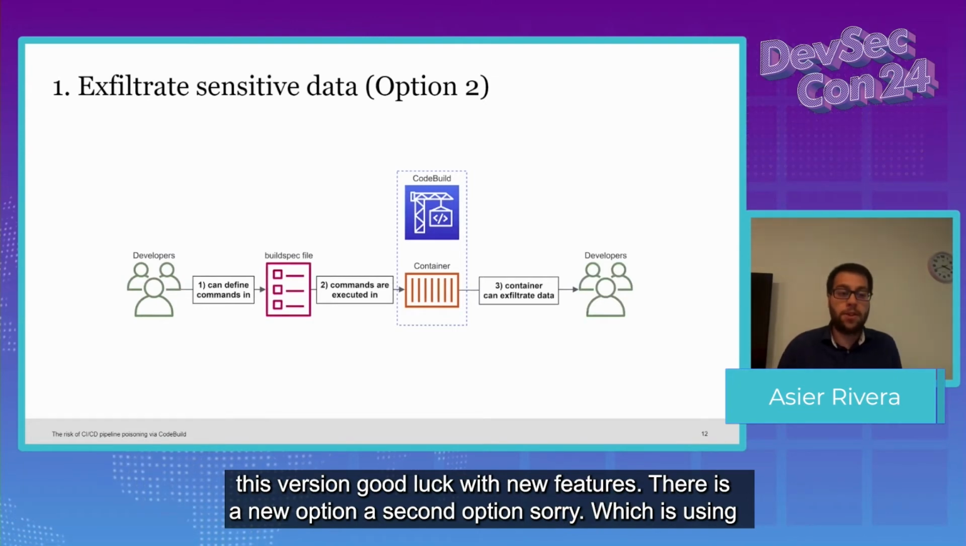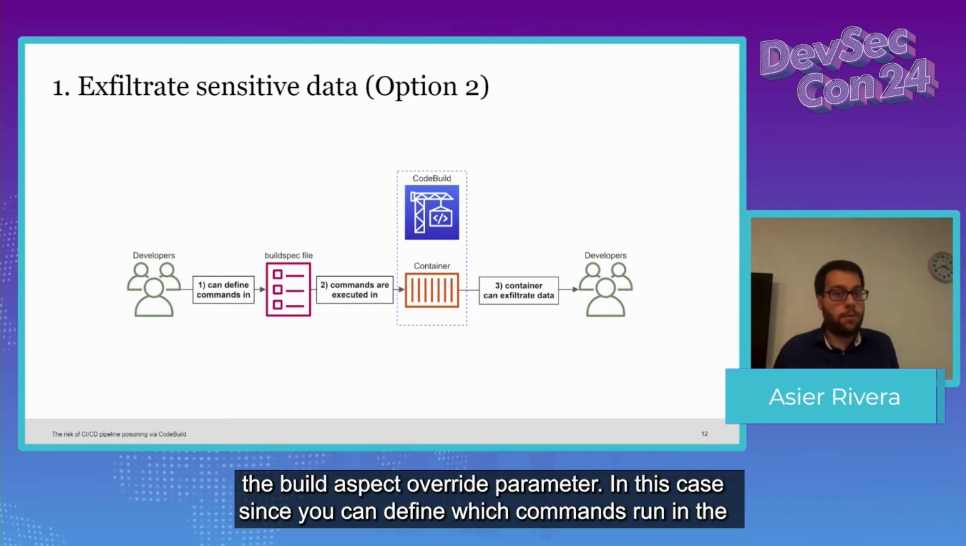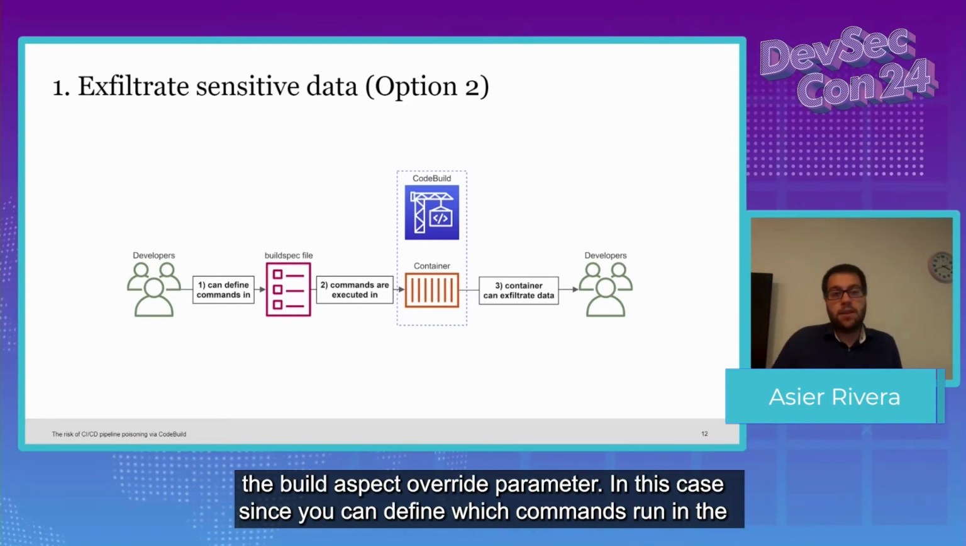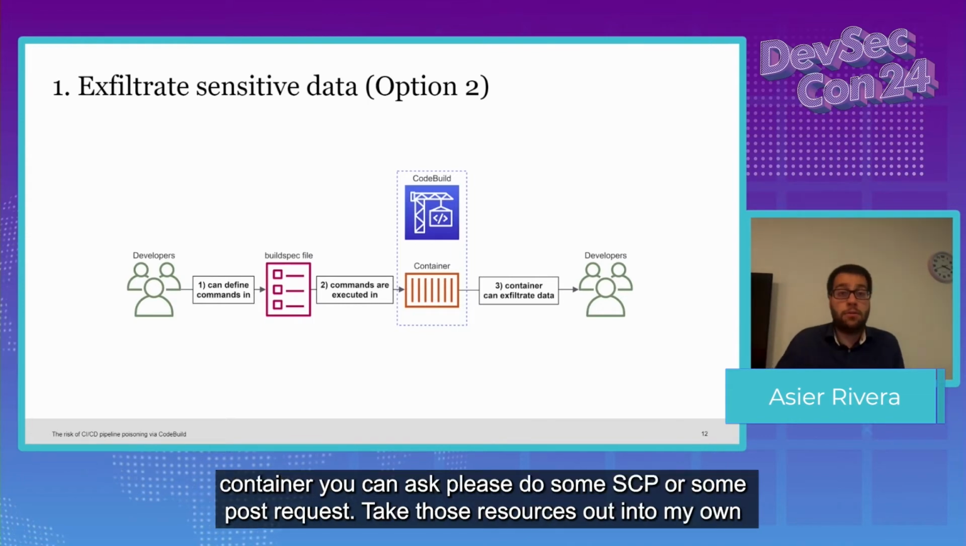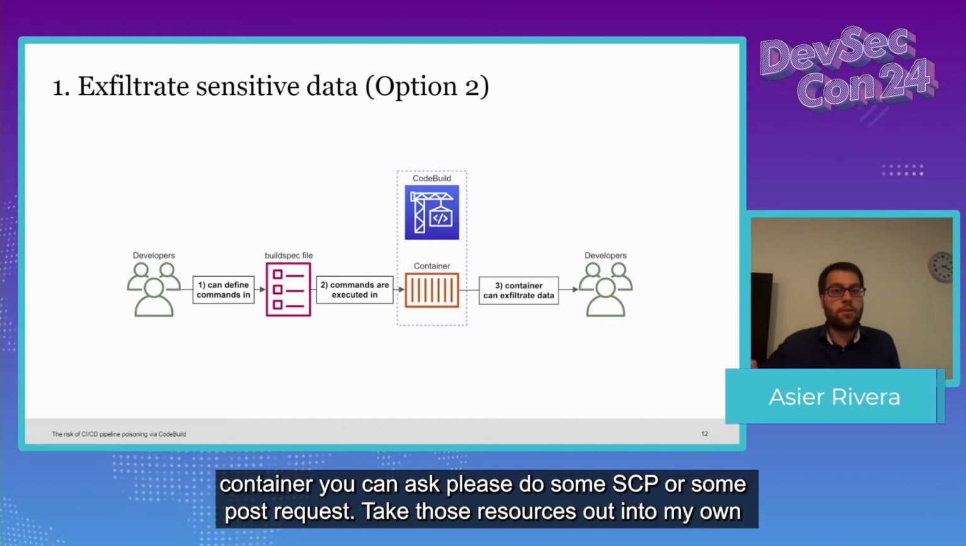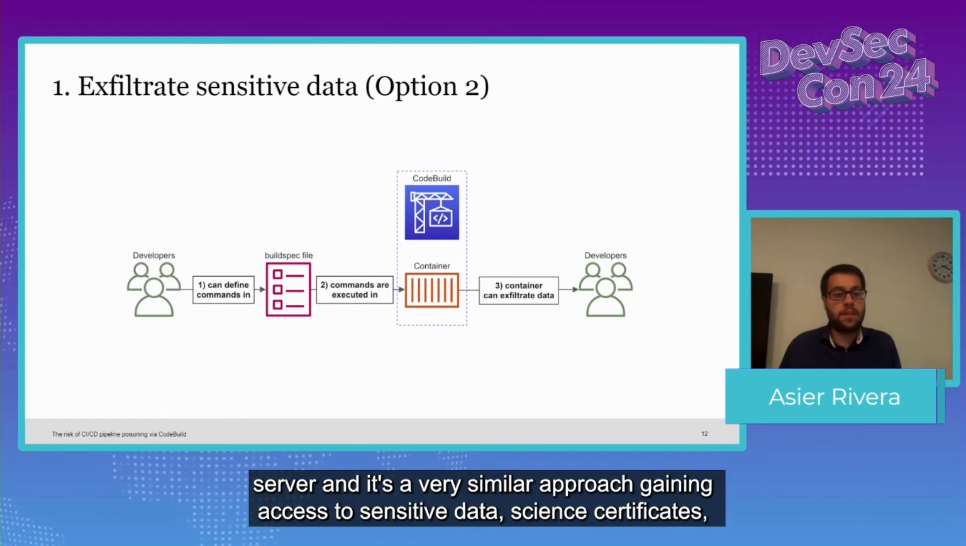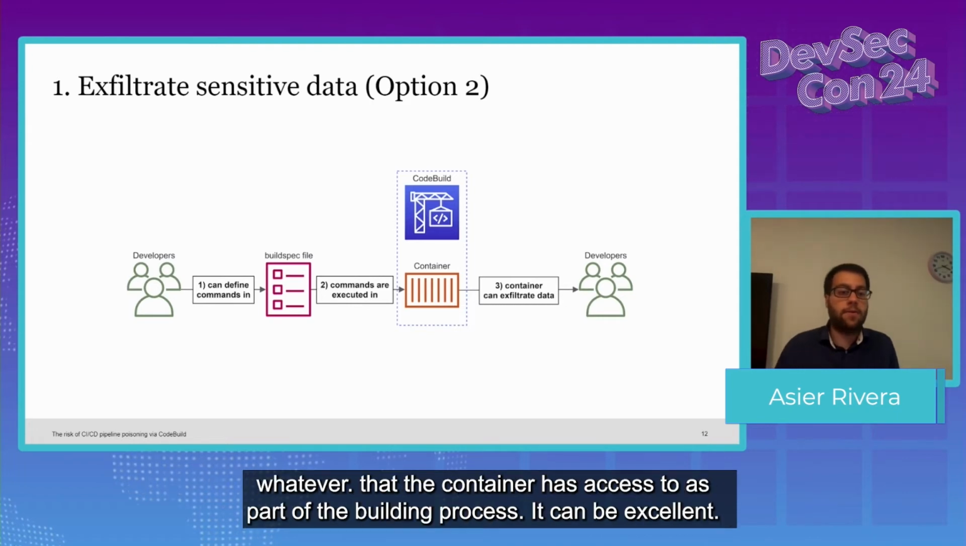Good luck with new features. There is a new option, a second option, sorry, which is using the build spec override parameter. In this case, since you can define which commands run in the container, you can ask, please do some SCP or some post request, take those resources out into my own server, and it's a very similar approach, gaining access to sensitive data, signing certificates, whatever that the container has access to. As part of the building process, it can be exfiltrated.